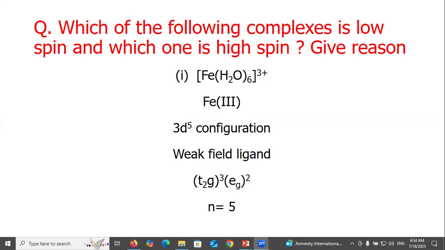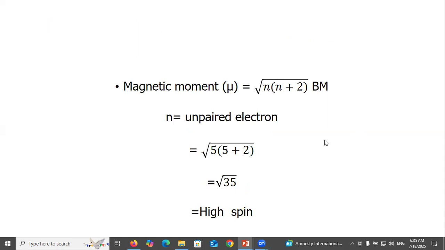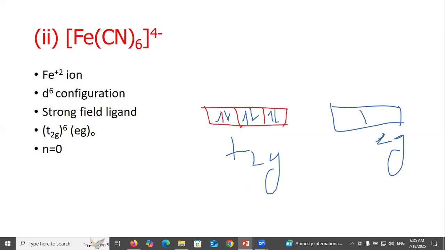Hello, good morning. Which of the following complexes is lowest spin and which one is the highest spin? Give reason. Ferrous with d5 configuration, weak field region: t2g3 eg2, n equal to 5. Magnetic moment root under n(n+2) equals root 35, high spin.